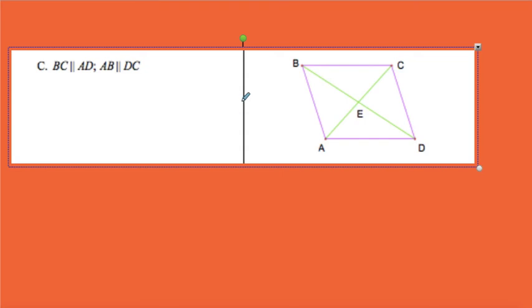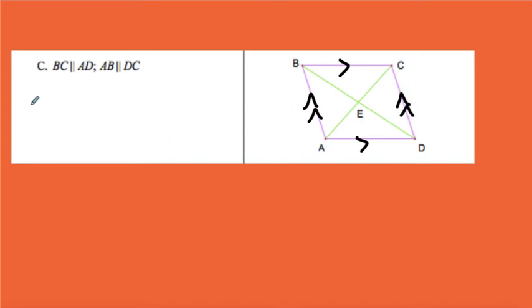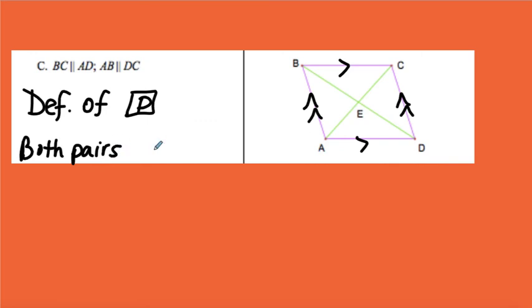All right, BC is parallel to AD and AB is parallel to CD. Well, this is a parallelogram because of the definition of a parallelogram. The definition of a parallelogram says that if both pairs of opposite sides are parallel, then the quadrilateral is a parallelogram.